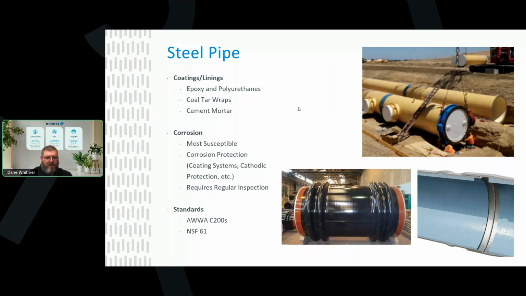Even though it says it has a 50 to 75 year lifespan, depending on who you talk to, they do need regular inspections because of the potential for corrosion. So even though everything's coated, there still might be something that gets scraped during installation, what's called a holiday or a pinhole in the coating system, and it all starts from there.